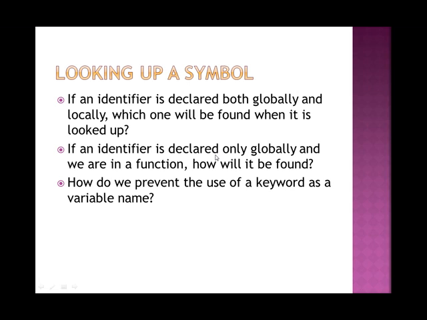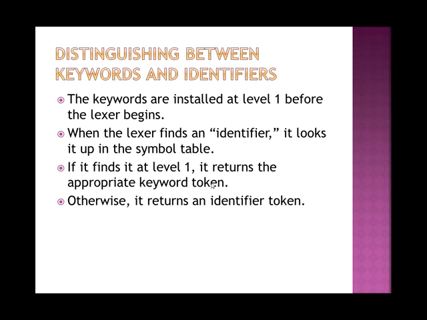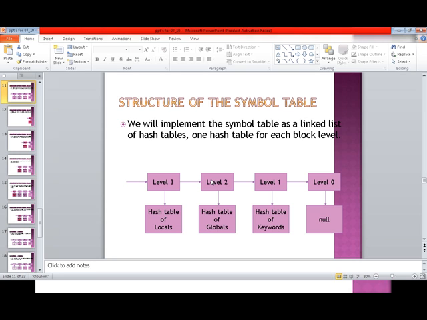If an identifier is declared only globally and we are in a function, how will it be found? How do we prevent the use of a keyword as a variable name? So these are the 3 questions used for looking up a symbol. That is, either we use both global and local, or only a global variable, or a keyword as a variable name. Now let's see with the help of the book.